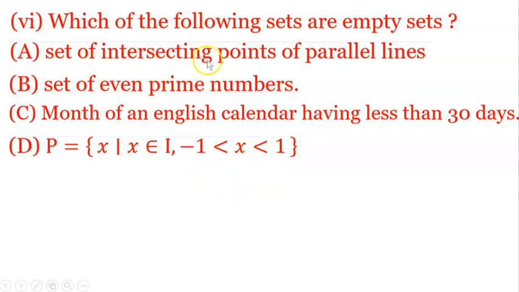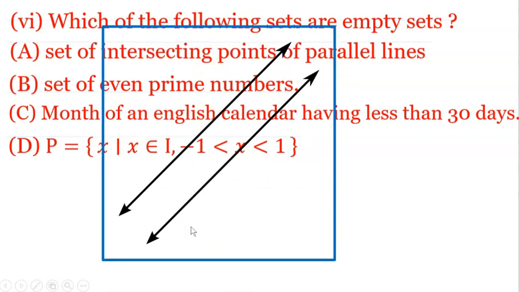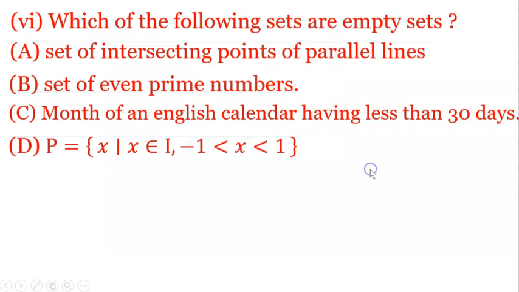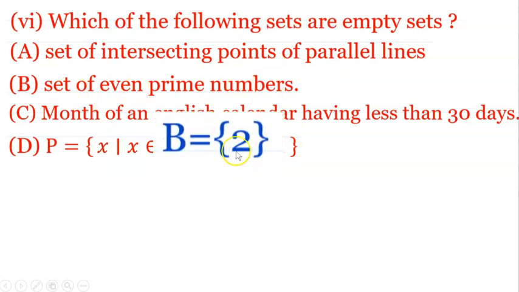Now first, the set of intersecting points of parallel lines. If we consider parallel lines here, they never intersect each other. Therefore, the set of intersecting points of parallel lines is the empty set. Next, set of even prime numbers. The set of even prime numbers is only 2. 2 is the only even prime number, so this also has one element. This is not the empty set.